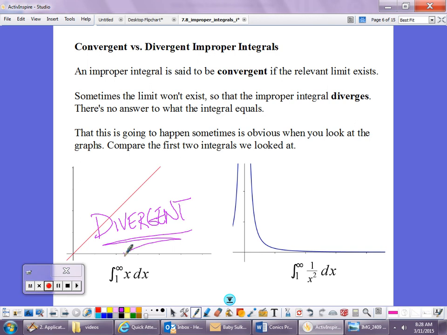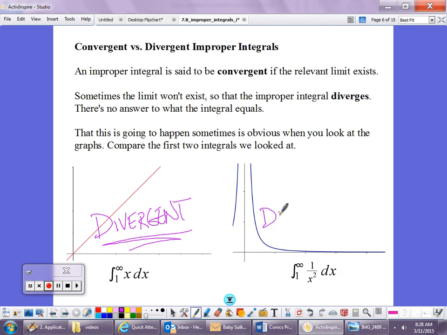Divergent improper integral. So it doesn't really give us any answer. When we try to figure out what the integral from 1 to infinity of x dx is, we don't really get anything. On the other hand, the integral from 1 to infinity of 1 over x squared dx does get somewhere, right?